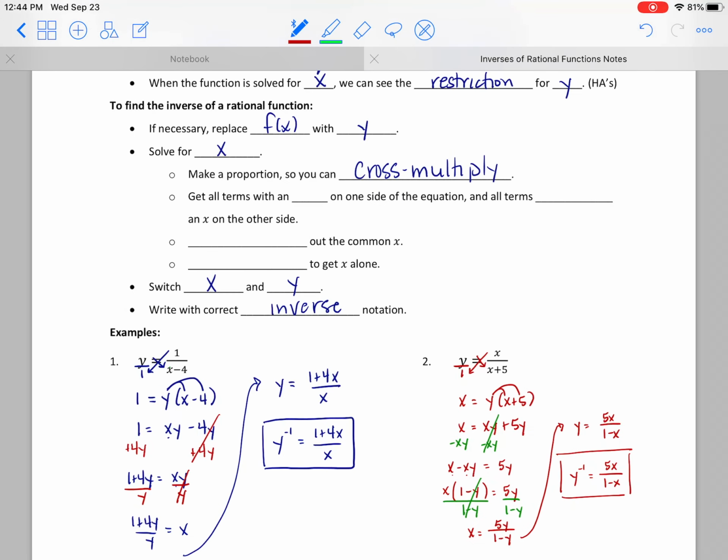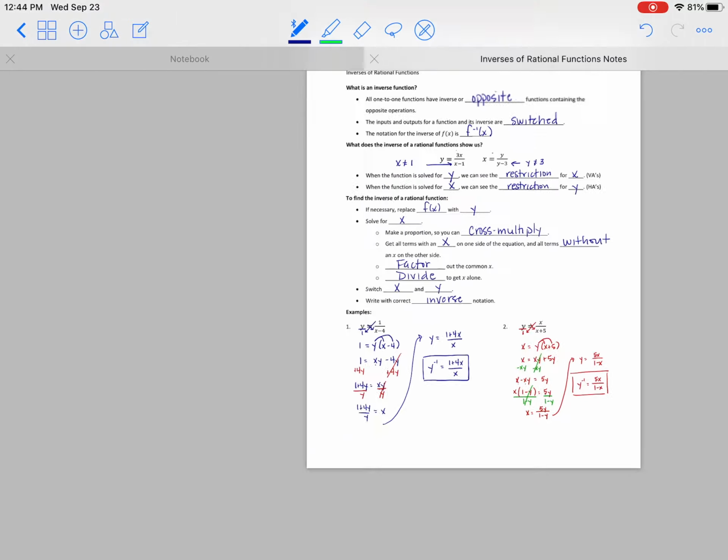Okay? So let me go back up here. Let's fill in these last couple of bullet points. We are going to make a fraction across multiply. If we have multiple terms that contain x's, let's get everything with an x on one side and all the terms without an x on the other side. That way we can factor out the x in common and get ourselves that 1x. Then we can divide to get x by itself, switch x and y, write the inverse notation, call it a day.